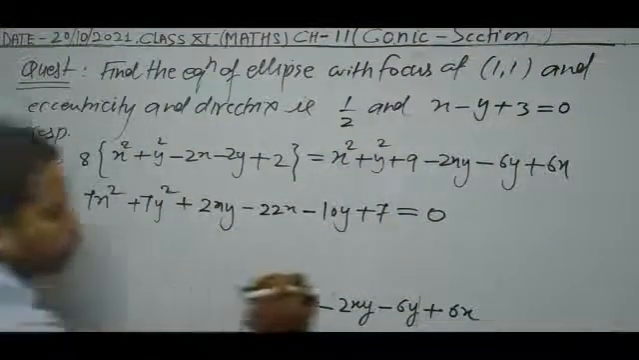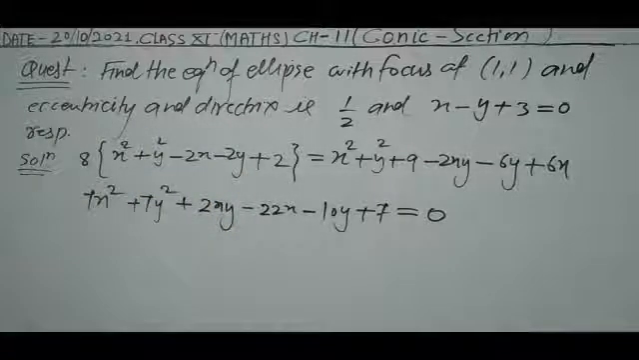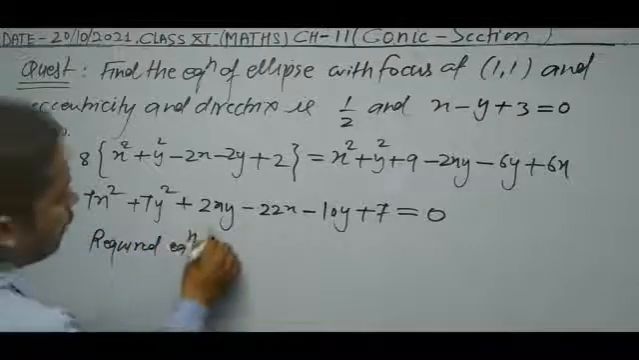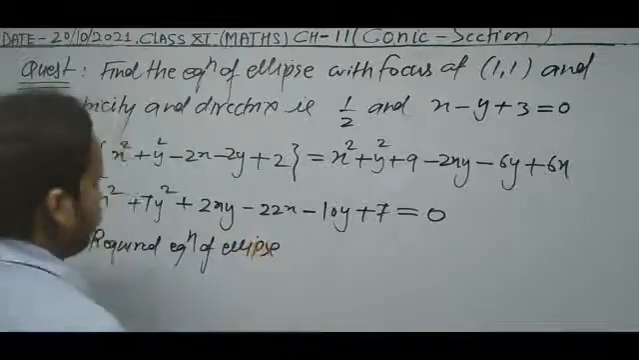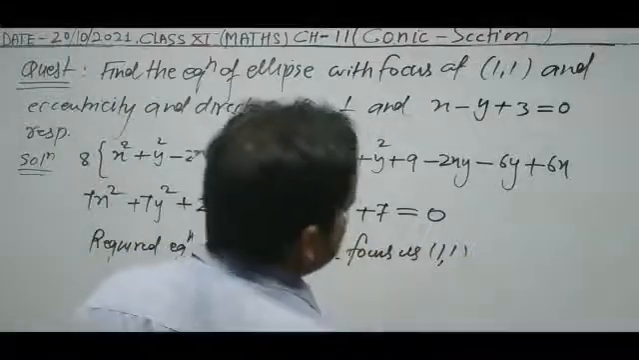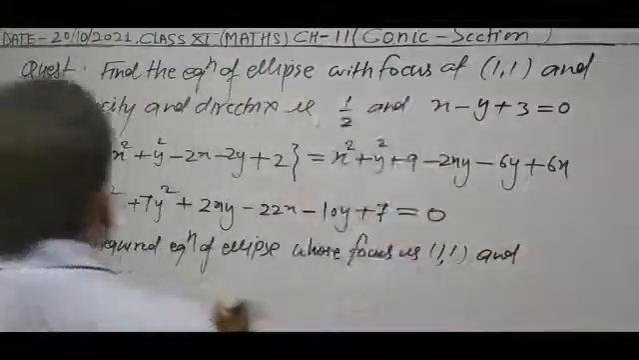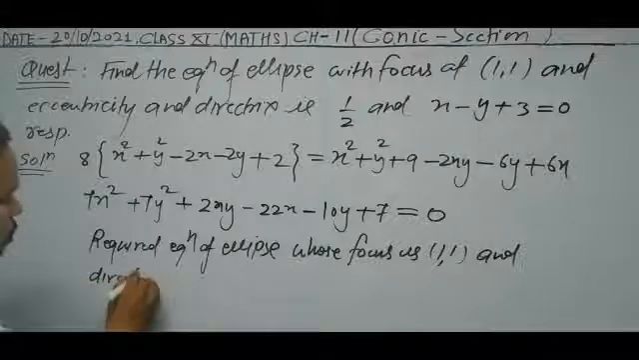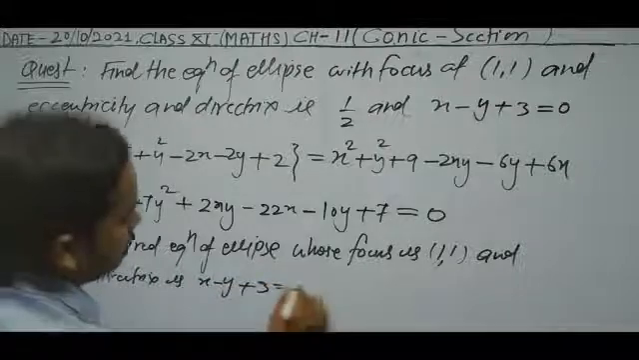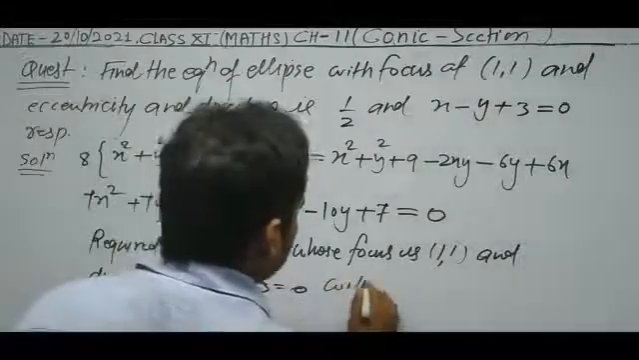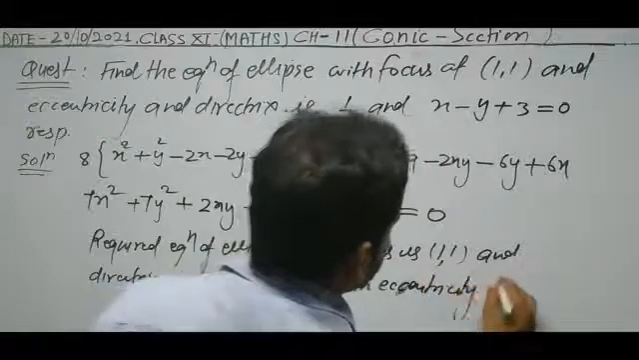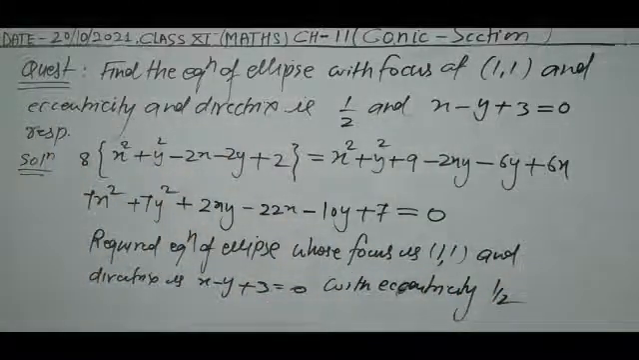This is the required equation of ellipse whose focus is (1, 1) and directrix is x minus y plus 3 is equal to 0 with eccentricity 1 by 2. Now this is our answer.